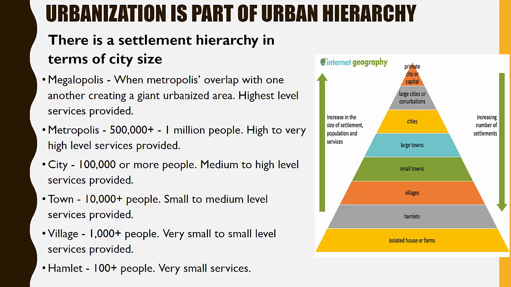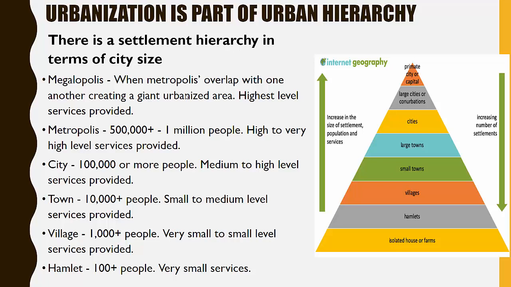So, of course, we know what a megalopolis is. That's when metropolises overlap with one another, and that creates just one big giant urbanized area. Obviously, the highest level services are going to be provided in megalopolises. All right. A metropolis is any city that's usually 500,000 to a million plus. These are high and very high level services provided. Obviously, when they blend together, that creates the megalopolis, which is that giant urban area.